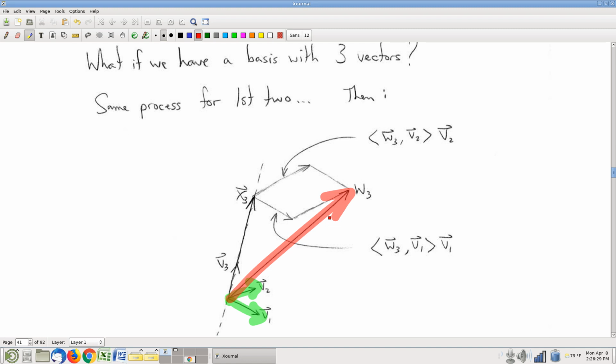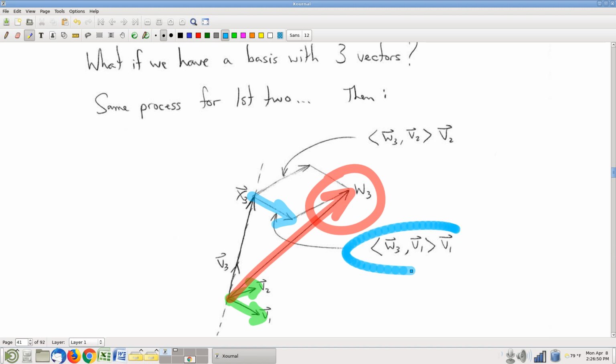I fix it by recognizing that there's a couple of things that I don't like about this vector, this W3 vector. On the one hand, I don't like the fact that it has a component in the V1 direction. It's not supposed to have a component in the V1 direction. We were hoping to make this orthogonal to V1. So to whatever extent it's in the same direction as V1, I don't like it. And what is the vector component of W3 in the V1 direction? Same argument as on the previous page. There it is.